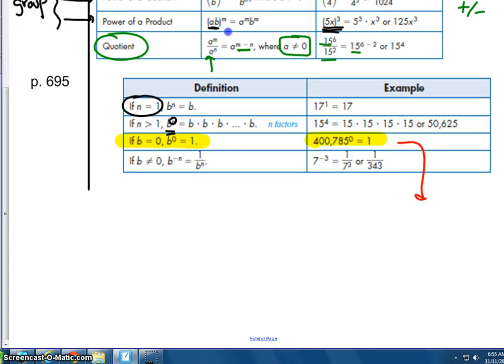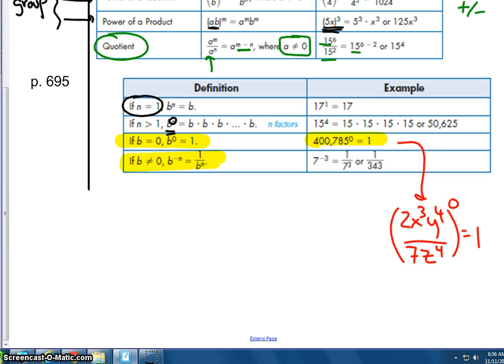Another classic trick that people will pull on you is something like this, where you'll have a whole bunch of stuff in parentheses, and then all of a sudden they'll say, hey, what's it all to the 0 power? It's 1.